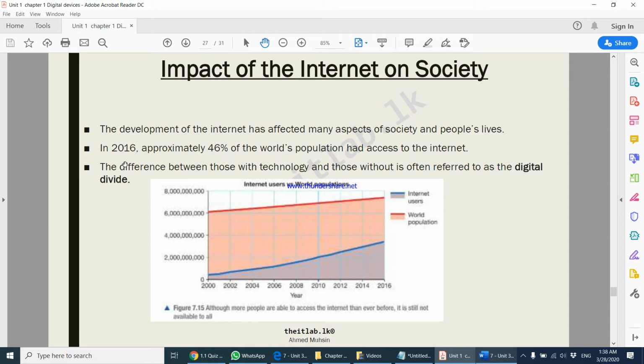We're talking about 2016. The difference between those with technology and those without is often referred to as the digital divide. Okay, so remember this word very carefully. Digital divide is basically those who have access to technology and those who do not have access to technology. Okay, so this graph shows you the red is the world population and the blue line is people who are using the internet. Okay, so this was taken in 2016. I'm sure now we are in 2020, I'm sure this graph will be very close. This line will be very close to each other. Okay, moving on to our next slide.